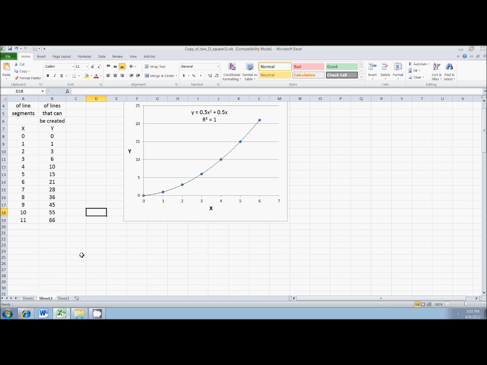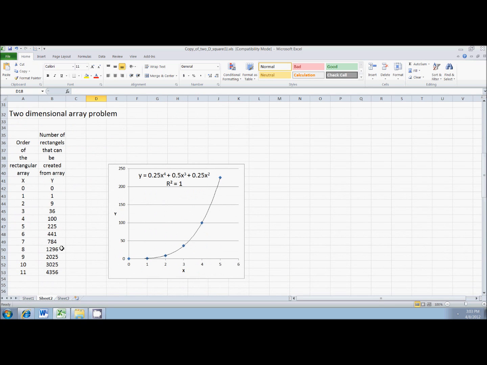Okay, so let's look at the mathematics of this two-dimensional problem. I have the order of the array, 0 by 0, 1 by 1, 2 by 2, and the number of rectangles that can be created on the y-axis. When I plot it, I get y equals 0.25 x to the fourth plus 0.5 x cubed plus 0.25 x squared, and that is the square of the solution to the one-dimensional problem. Each of these numbers is actually the square of the one-dimensional problem.